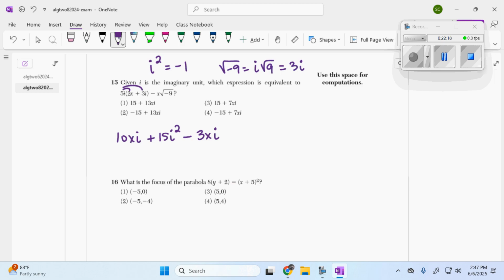Now, to simplify this, we're going to simplify i squared by saying i squared is -1, and -1 times positive 15 gives us -15. I'm going to put that first because I look at all my choices and they're in a plus bi form. Then I'm going to combine my like terms here of 10 and -3 to get positive 7xi, and this is my answer nicely in a plus bi form.